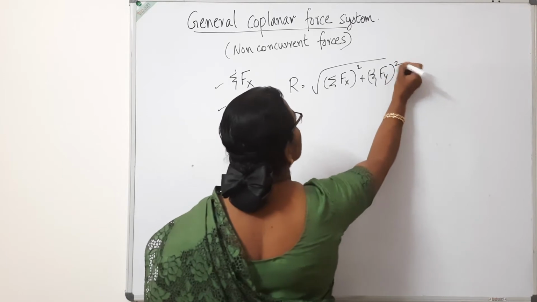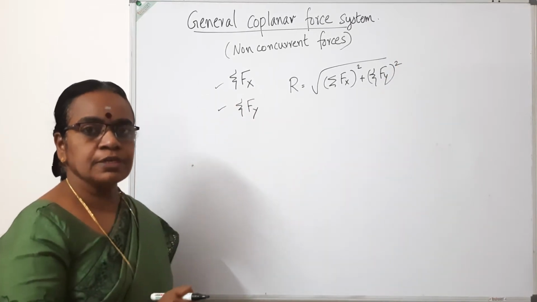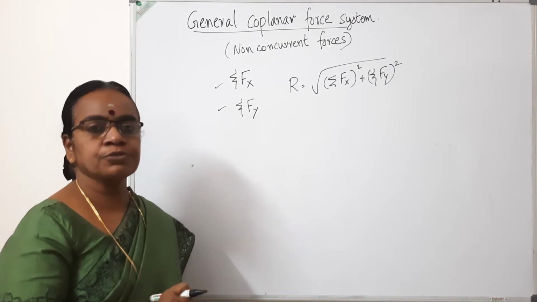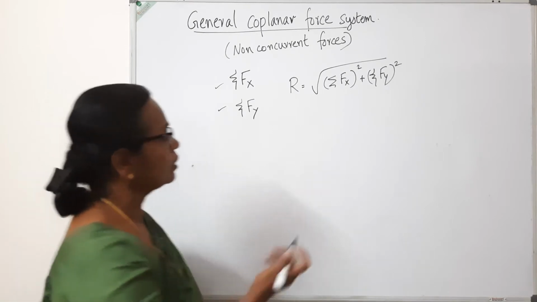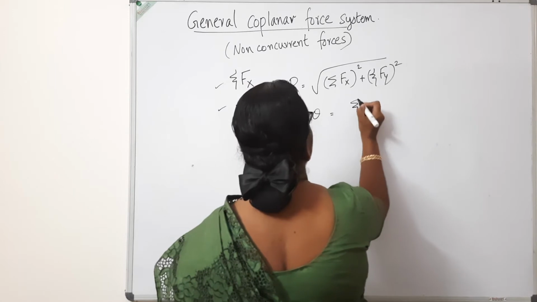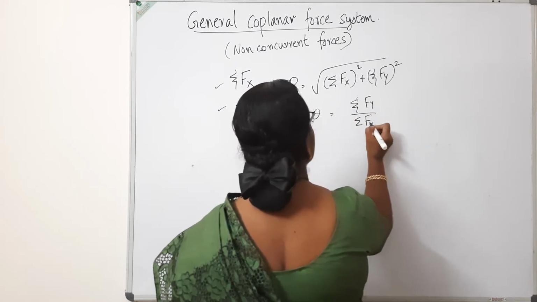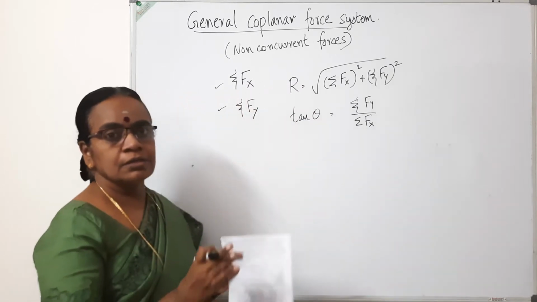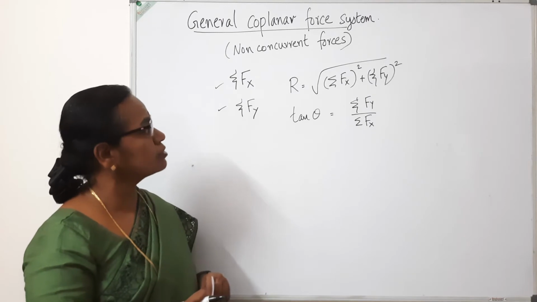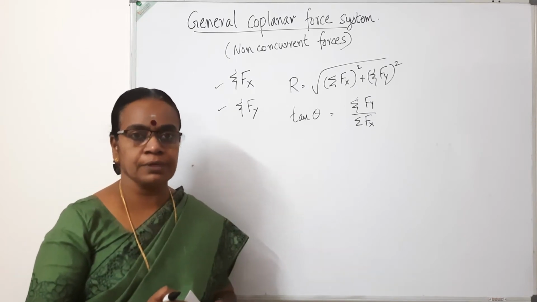The same rule is adopted for any force system. Resolve the forces in the x direction, find the y components of the forces, take the root of Fx square plus Fy square, and the direction of the resultant is given by tan theta equals sigma Fy divided by sigma Fx. That is the direction of the resultant with the x direction. So let us illustrate this with the help of a numerical example.